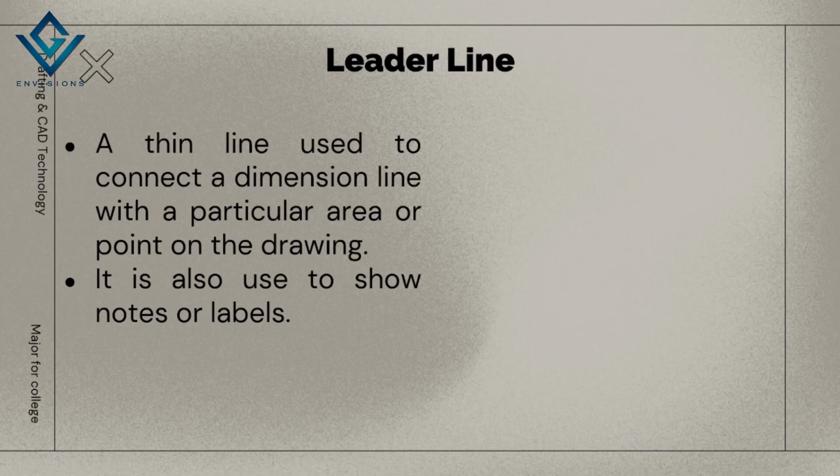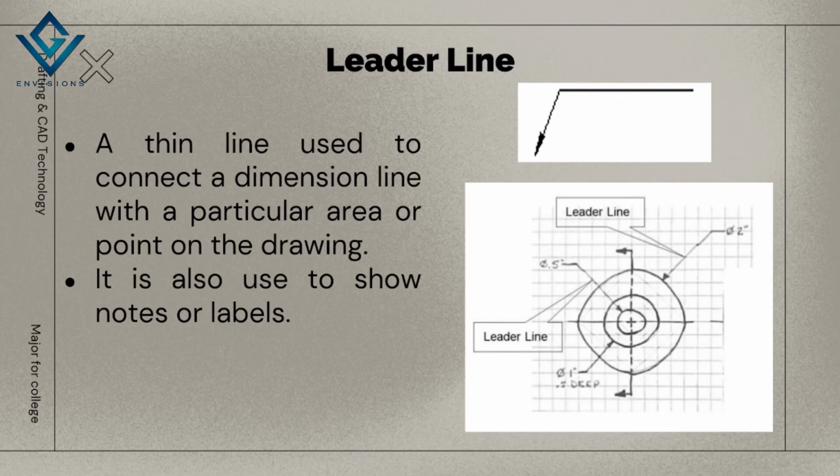Next, we also have the leader line. A leader line is a thin line used to connect a dimension line with a particular area or point of the drawing. It's also used to show notes or labels. So this one is a leader line. It's just a line with an arrow, and it is used to show notes or labels.